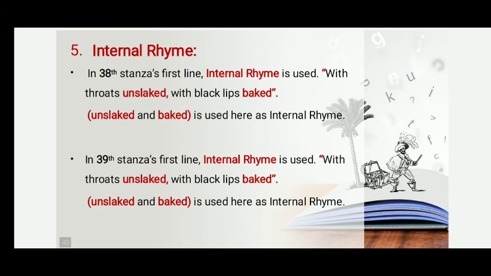The fifth literary device in the third part of this poem is internal rhyme. I already defined internal rhyme in the first part of this poem. Here is only its use. Number first, in the 38th stanza, first line, internal rhyme is used as "with throats unslaked, with black lips baked." So "unslaked" and "baked" are used here as an internal rhyme.